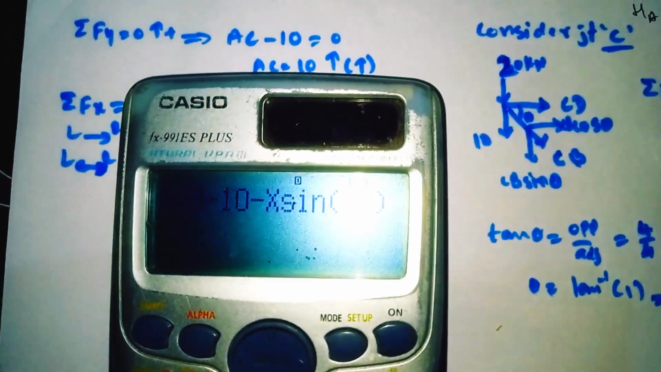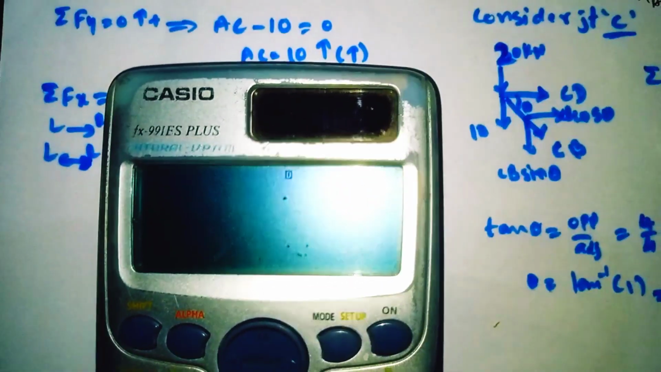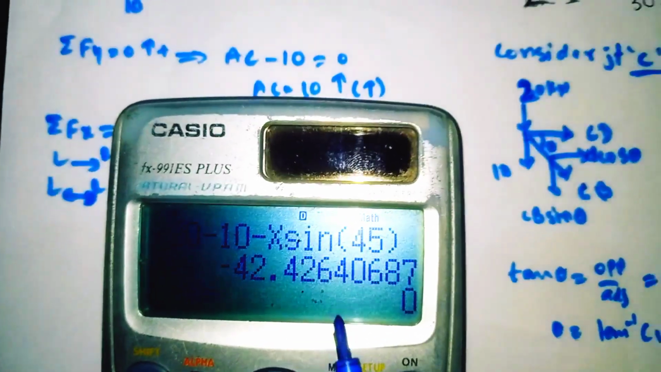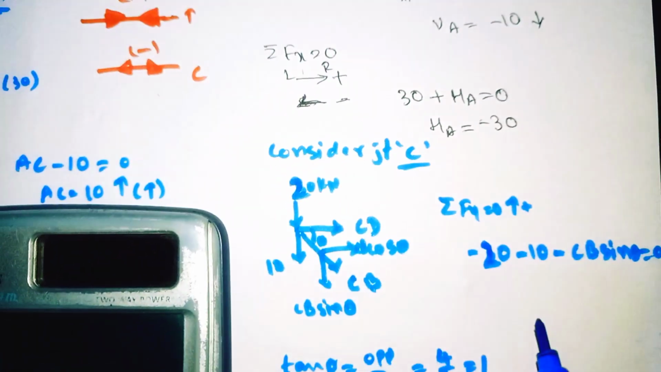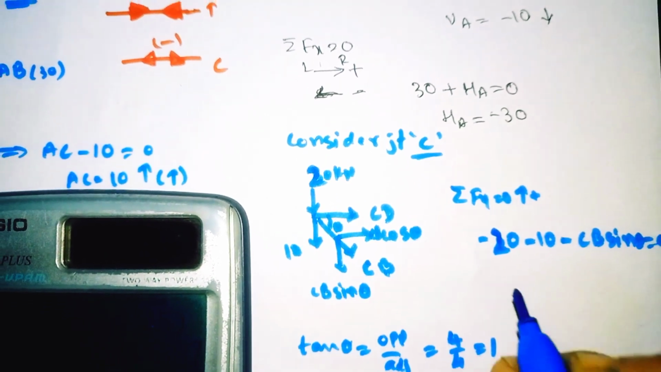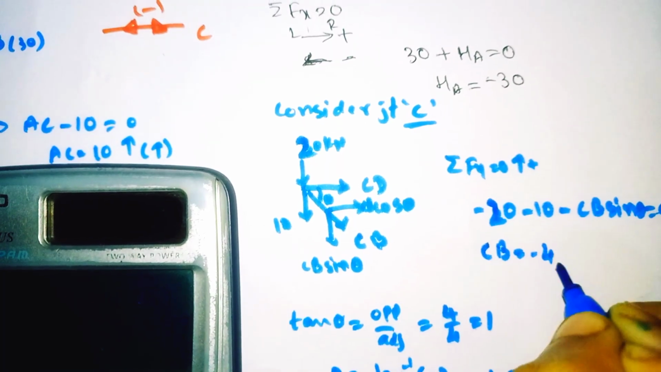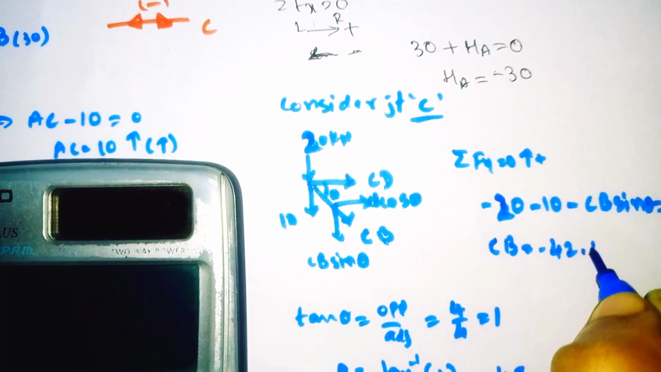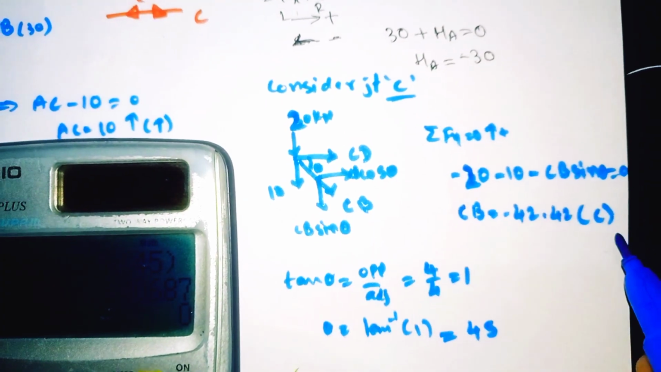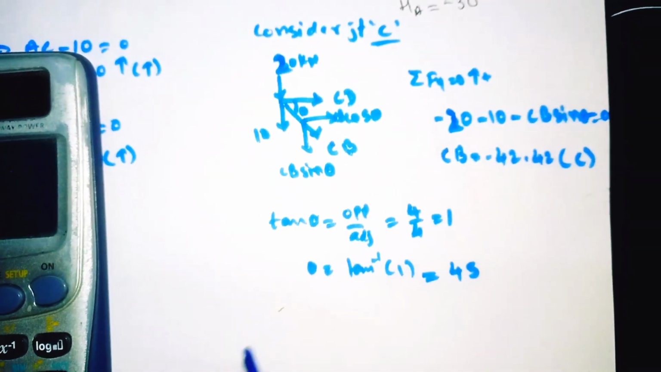Now the answer will come out as minus 42.42. So our CB will come out as minus 42.42. Write it here as it is. Minus means compression. Similarly, we need to find the horizontal.